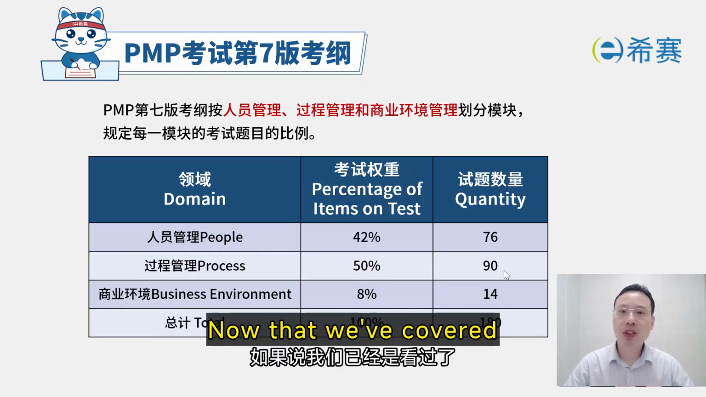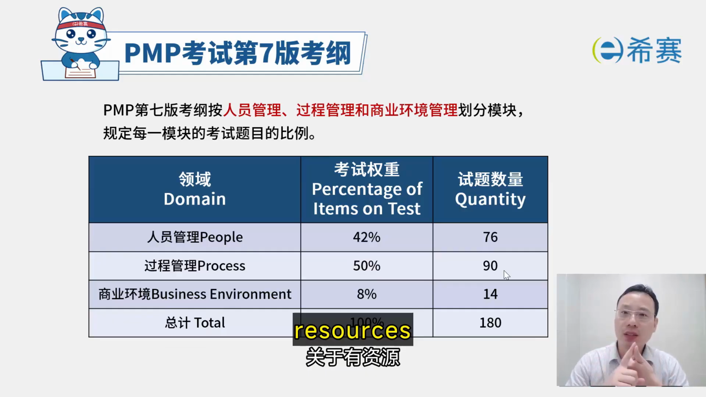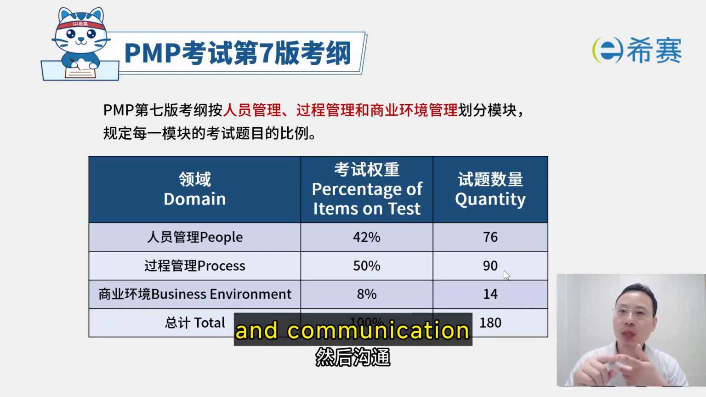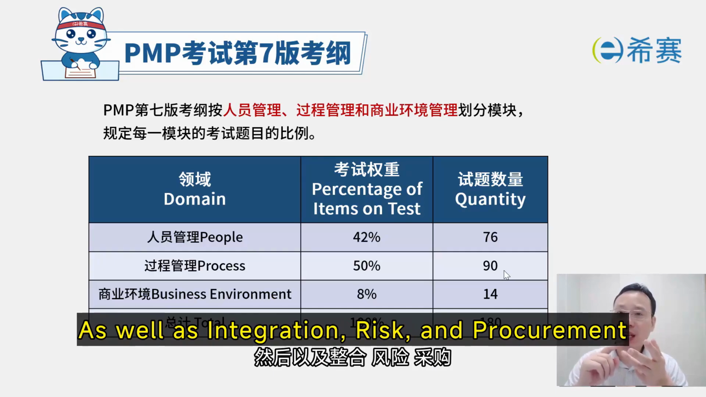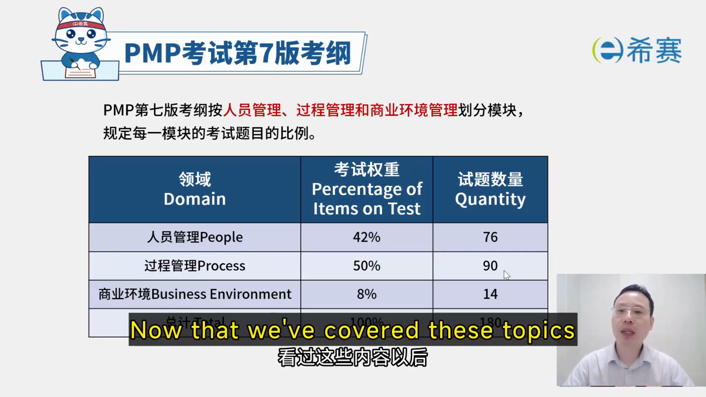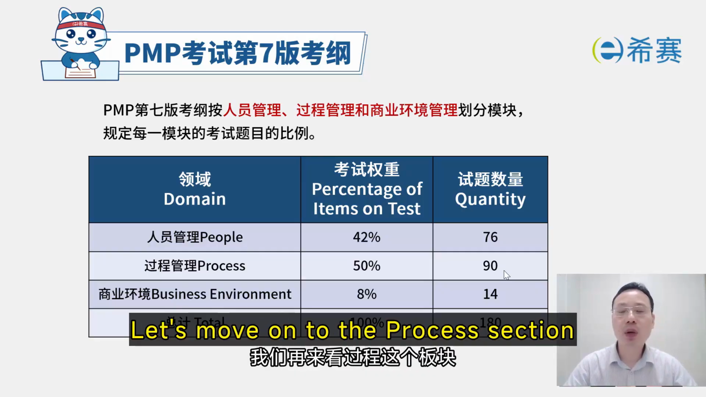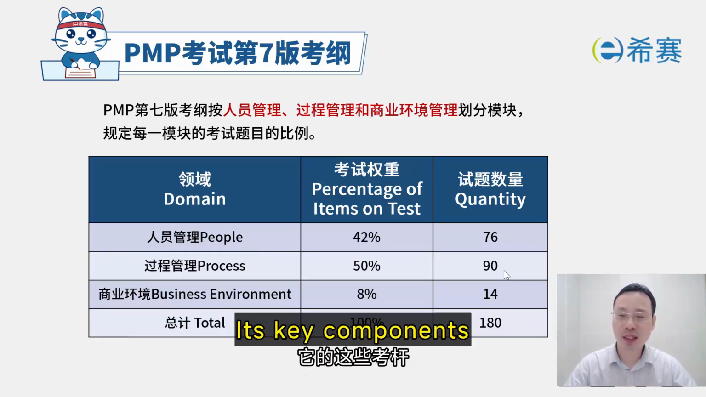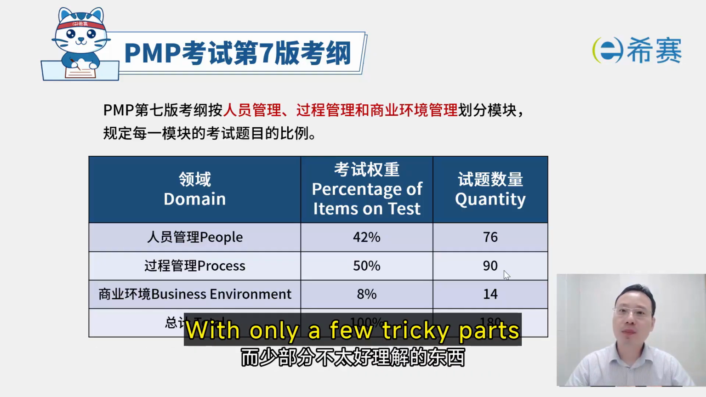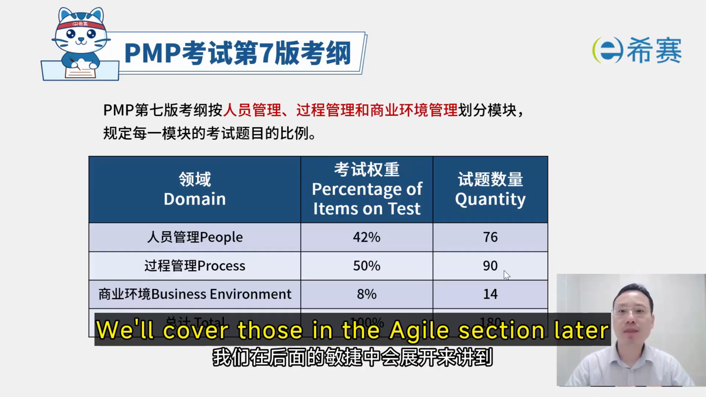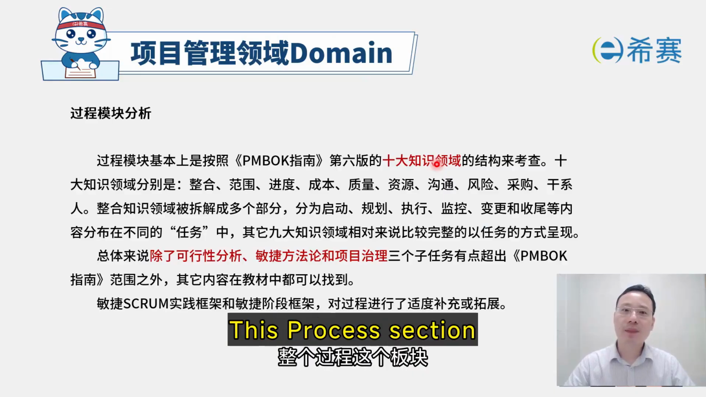Now that we've covered resources and communication, stakeholders, scope, schedule, cost, and quality, as well as integration, risk, and procurement, let's move on to the process section. You'll find most of it quite straightforward, with only a few tricky parts. We'll cover those in the Agile section later. Let's explore this process section.